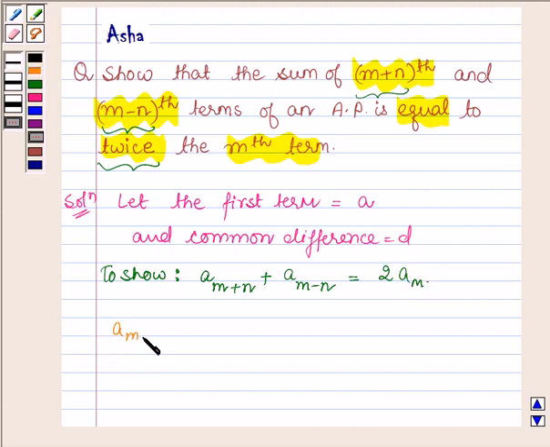Now the m plus nth term is a plus (m plus n minus 1) into d, and the m minus nth term is equal to a plus (m minus n minus 1) d, and the mth term is a plus (m minus 1) d.